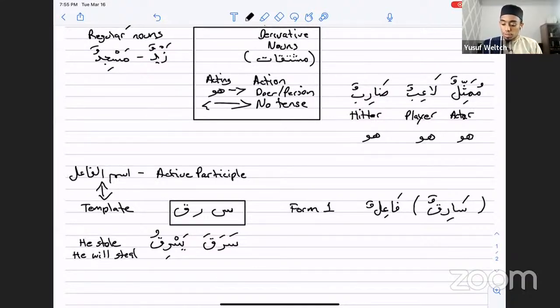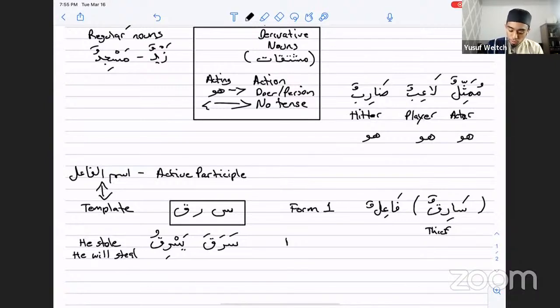But in Arabic, it's specific. If you're going to say they are thieves, you'd have to make thieves plural, sariqun. If you're going to say she is a thief, you would say hiya sariqatun. So you have to make your ismul fa'il match whoever you're talking about. But still, there's a person within there. There's an action, which is stealing, but there's no tense. So sariq is thief. A thief implies an action and a person, but no tense.